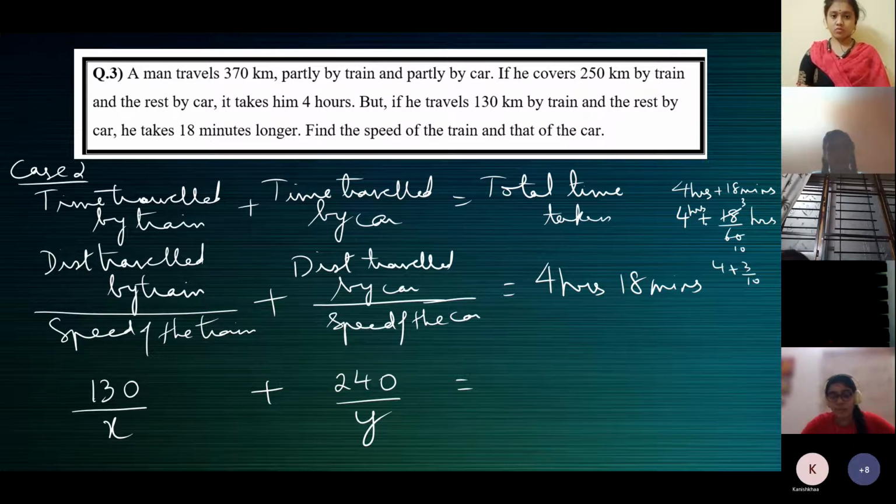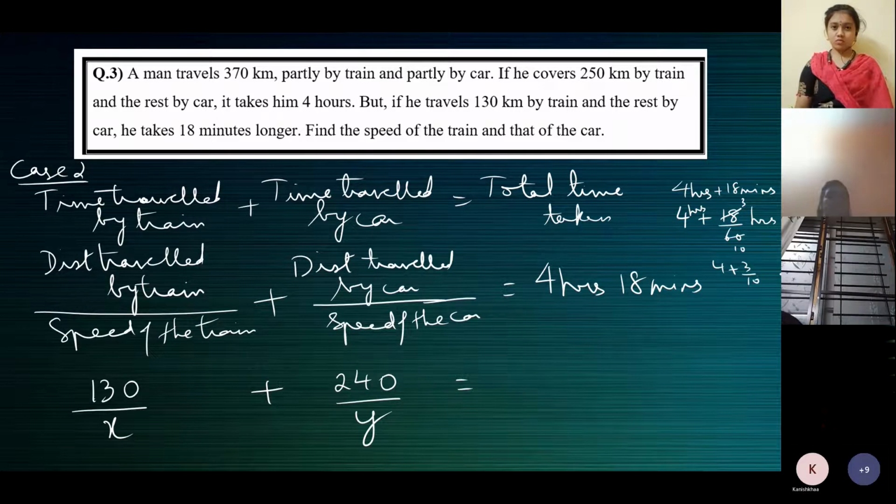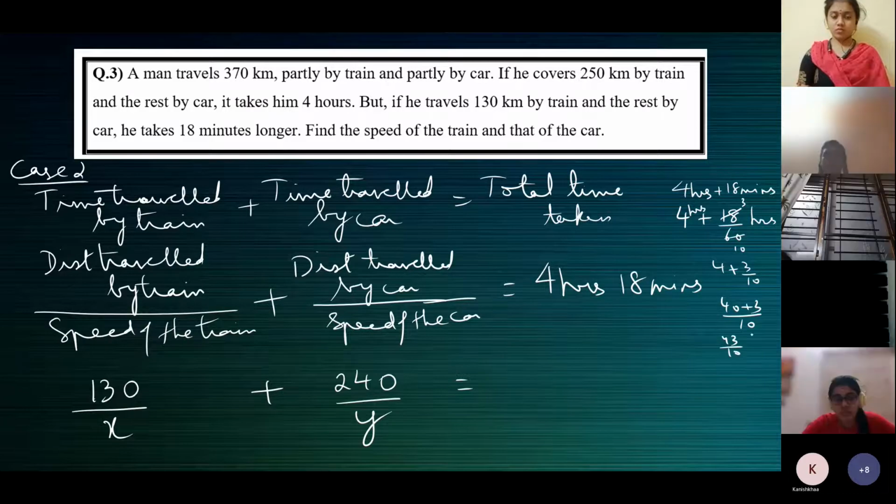So we'll convert them to the same unit. 4 hours is 4 hours. 18 minutes is 18 by 60 hours, that's 3 by 10. So it's 4 hours and 3 by 10 of an hour. Now you can add these two because both are in hours. After taking the LCM, you'll get 40 plus 3 by 10, or 43 by 10 hours. Please do this in the rough work.